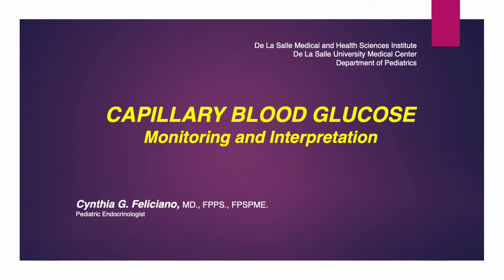Good day. This session will briefly tackle capillary blood glucose monitoring and interpretation. Blood glucose monitoring observes for patterns of fluctuations of blood glucose levels associated with any pathological process or certain clinical condition. Unusually high or low blood glucose levels can potentially lead to acute or chronic life-threatening conditions.